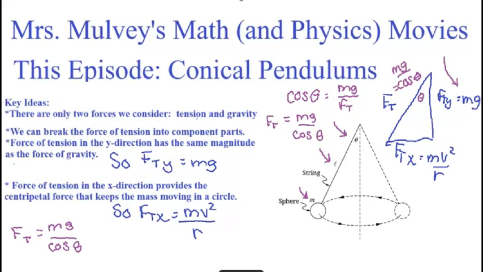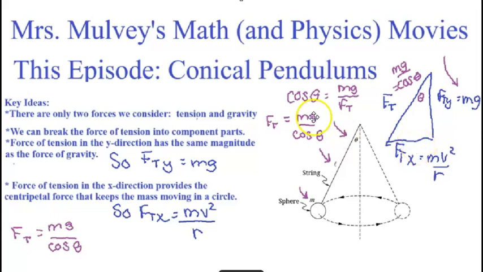So now that we have the force of tension in the y direction in terms of m and g, and just the force of tension in terms of mg and theta, let's take a look at this third side, because oftentimes you're going to be asked to represent values in terms of m, g, and theta. So let's take a look at this force of tension in the x direction, and let's represent it just in terms of m, g, and theta.